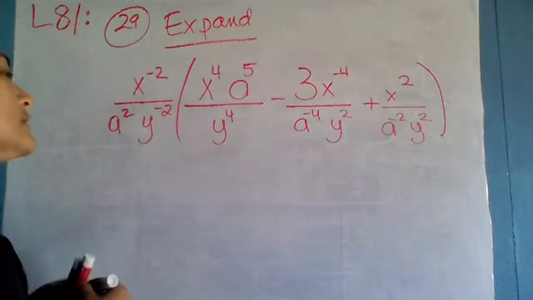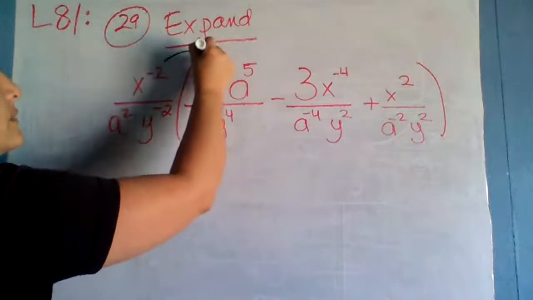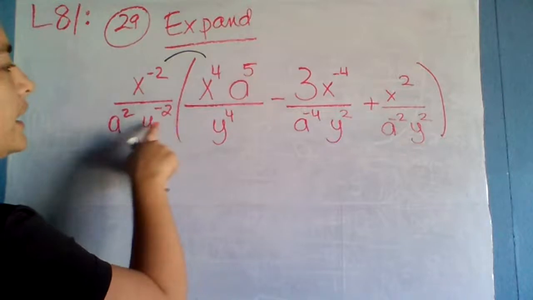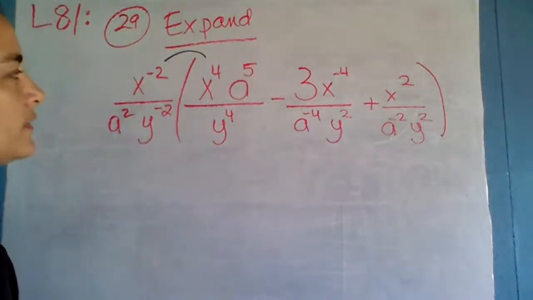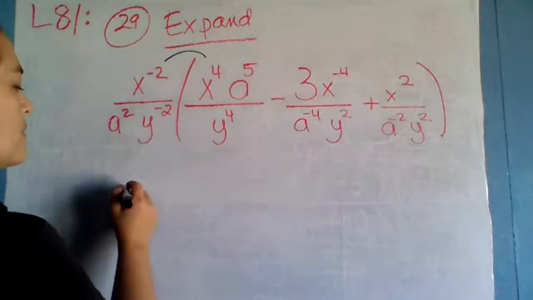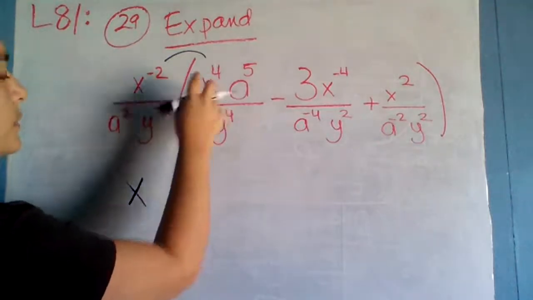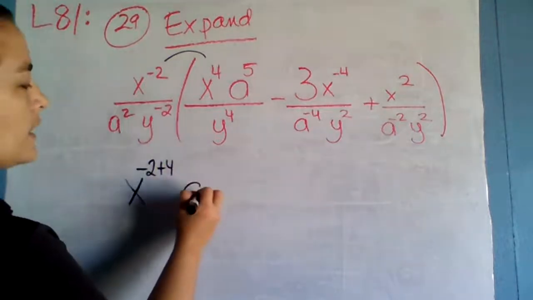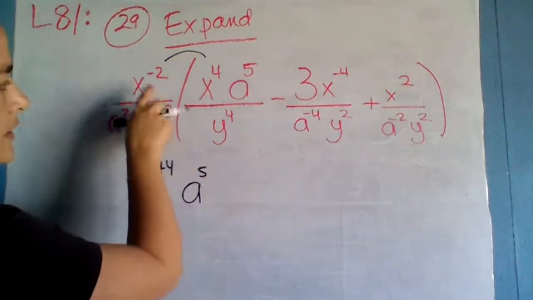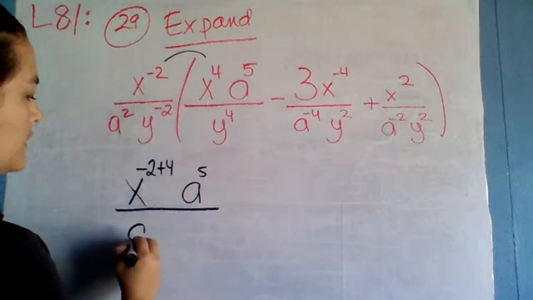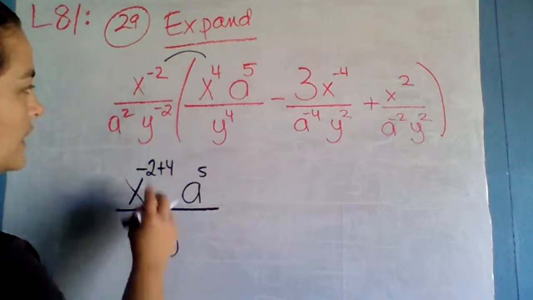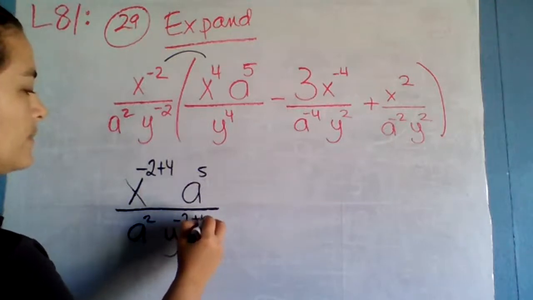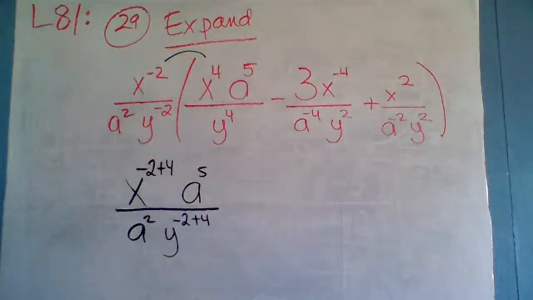Okay, so let's start. When I multiply this times this, I'm going to add the exponents that are on the top and add the exponents that are on the bottom if they are the same letter. So for the first one, I have negative 2 plus 4. I'm going to put it here so that everyone sees what we did. And then the A5 doesn't have A here, so I can't do anything. And then here I have A2, and then negative 2 plus 4 here for the Y. That's how that first step looks.